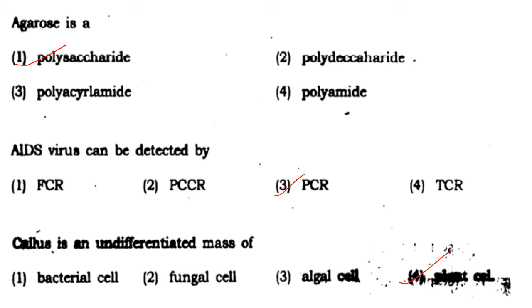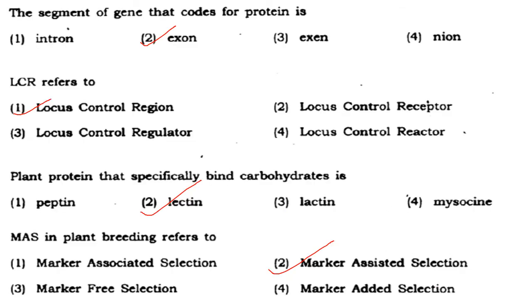Next one. Callus is an undifferentiated mass of option 1, bacterial cell, 2, fungal cell, 3, algal cell, 4, plant cell. Answer is option 4, plant cell. Next one. The segment of gene that codes for protein is option 1, intron, 2, exon, 3, exene, 4, neon. Answer is option 2, exon.